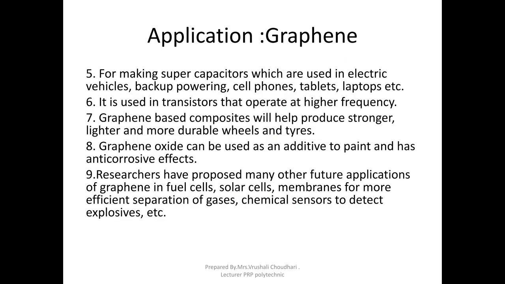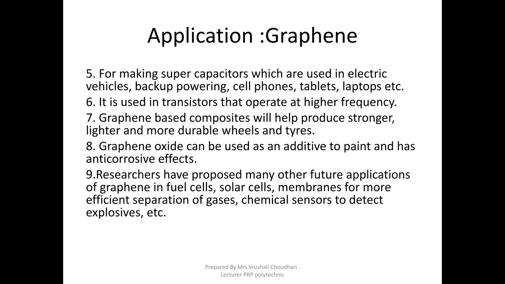Graphene is used for making supercapacitors, which are used in electric vehicles, backup power, cell phones, tablets, laptops. It is also used in transistors that operate at a higher frequency. Graphene-based composites will help to produce stronger, lighter and more durable wheels and tires. Graphene oxide can also be used as an additive to paint to produce an anti-corrosive effect.